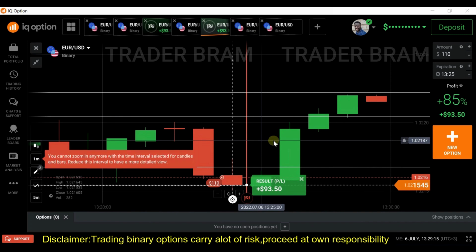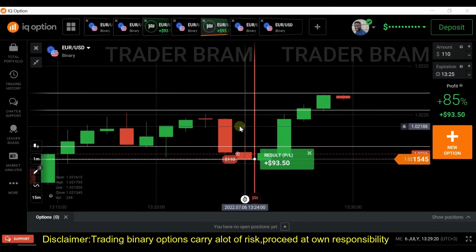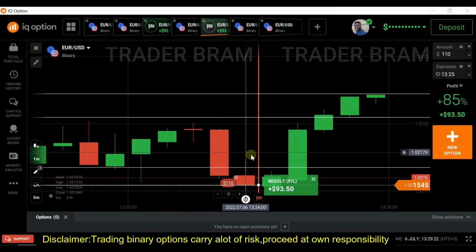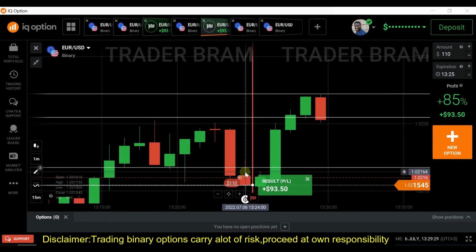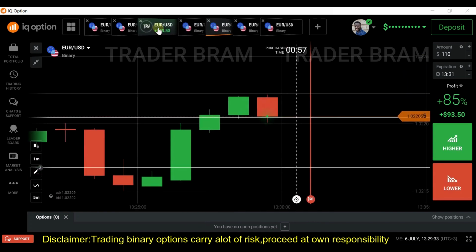This other trade, I did a put option because we broke this minor level of support and resistance with a very strong bearish candle. Then after that, we saw a rejection on the live candle. So this shows us that the market will move more down, at least for one minute. That's why I did a put option.